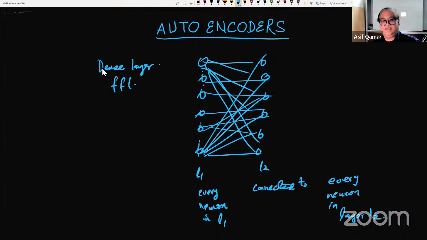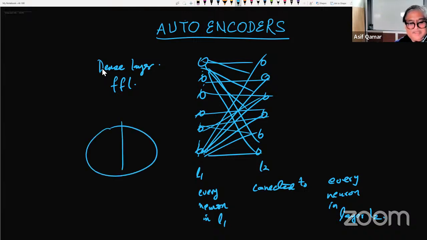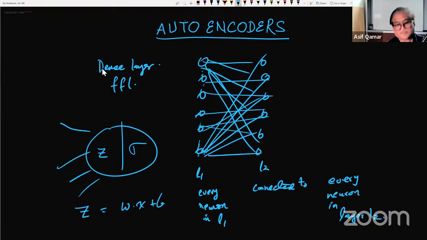Just as a very quick recap, every neuron is a Z and an activation. Z is the linear transform, W dot X plus B, for whatever inputs are coming in, X1 to Xn, with weights W1 to Wn and the bias coming in. So Z is this, and the output is activation of Z. This is what a neuron is. This is what a dense layer is.